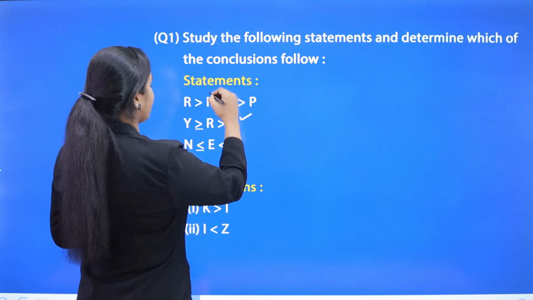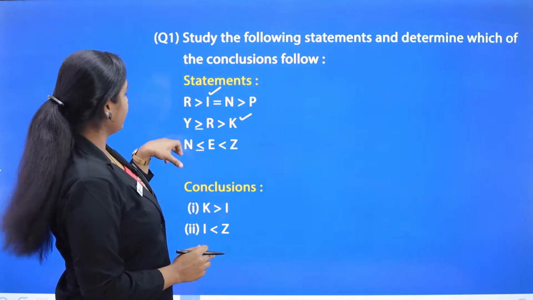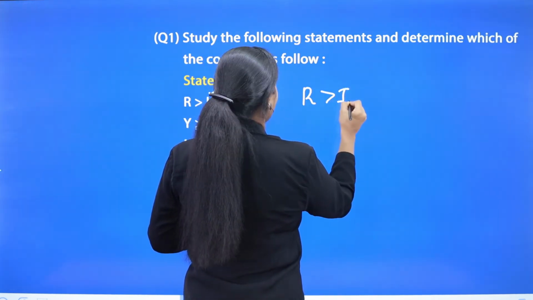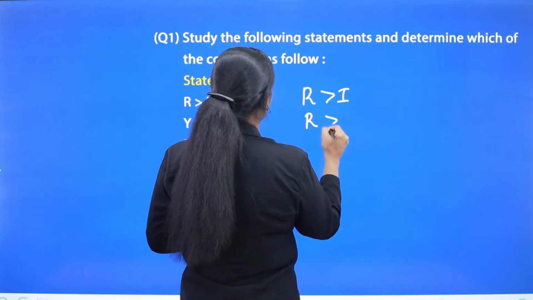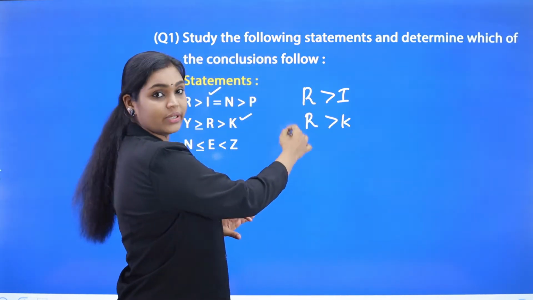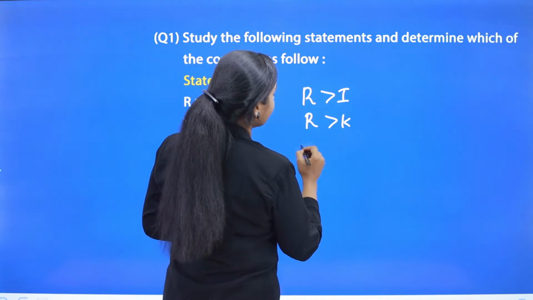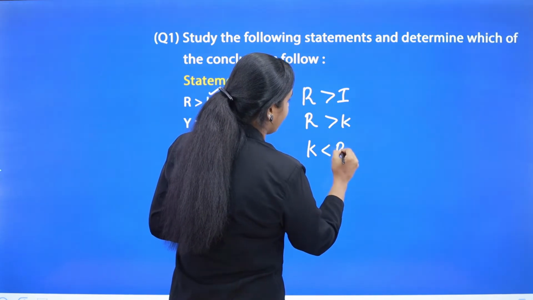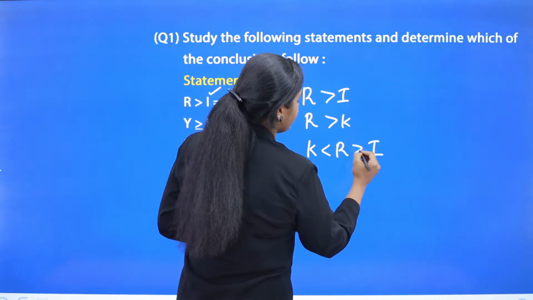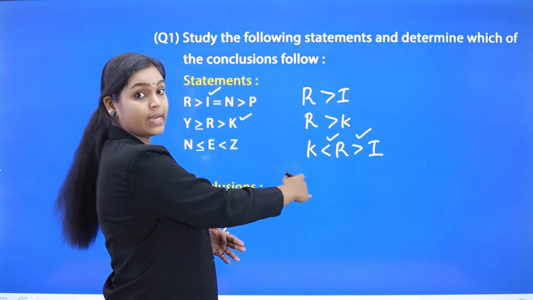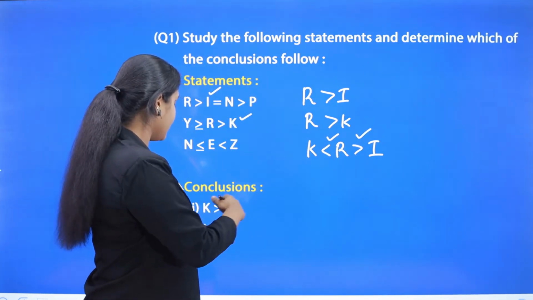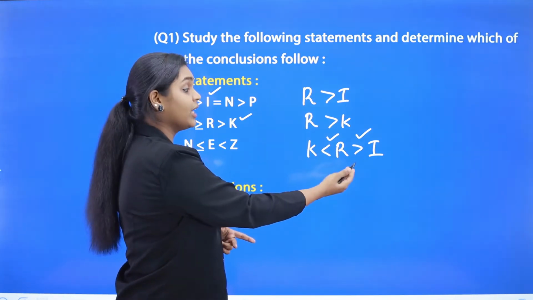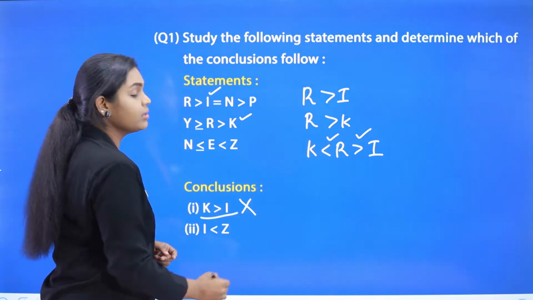So k is over here and i is here. Now let's consider these two statements. Here it is given r greater than i, and here it is r greater than k. Now r is common in these two statements. Let's connect them. R greater than k means k is less than r. So k less than r greater than i. Here opposite symbols are coming, one less than symbol and one greater than symbol, and the conclusion here is k greater than i. So we cannot say that k is greater or lesser than i. That means this conclusion is wrong.